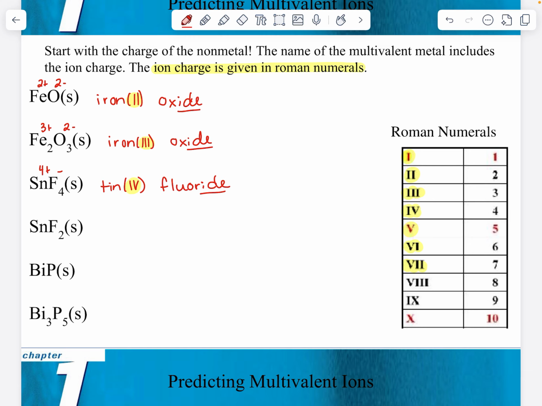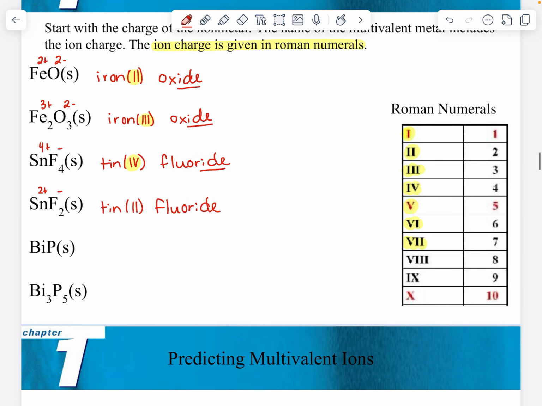Okay, fluoride has a negative 1, which means if that has to be 2, this must be the 2 plus. So tin(II) fluoride. Phosphorus is a 3 negative, so Bi must be the 3 plus.